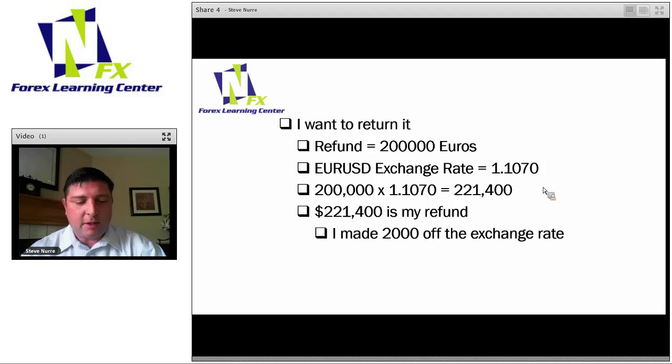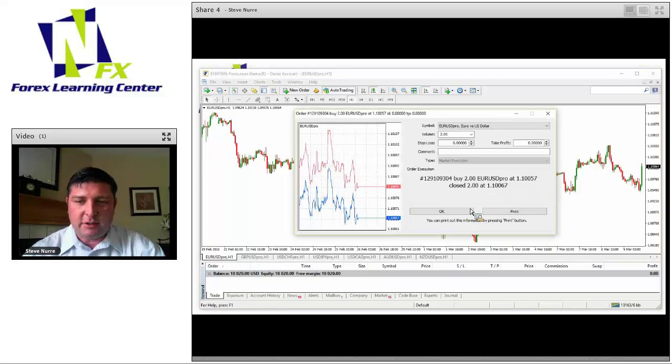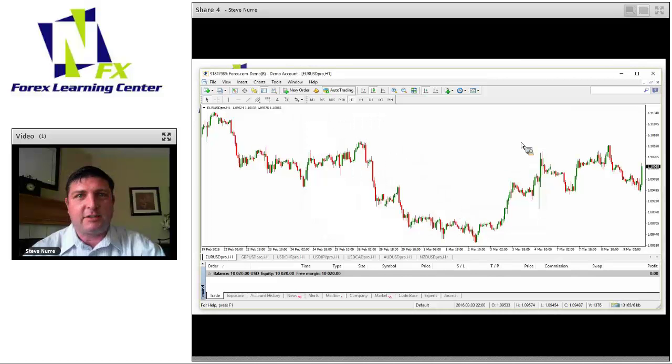For example, again, if I go back to my trading screen, and you see my trade right down in here, I exchanged dollars into euros at 1.10057. The current price is up, let's say, 1 pip on here. You can see I'm up like $44. If I close out this transaction, I've just done the same thing as I did in that example.